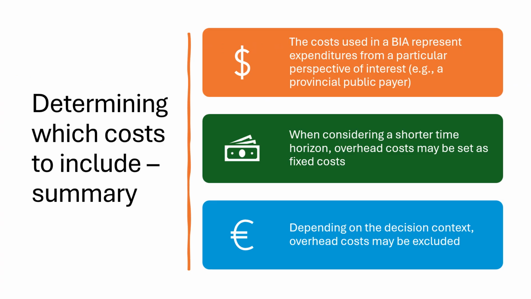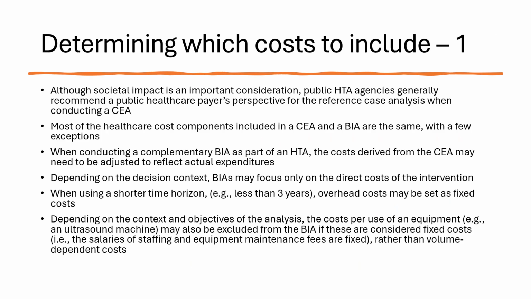Determining which costs to include. Summary. The costs used in the BIA represent expenditures from a particular perspective of interest, such as a provincial public payer. When considering a shorter time horizon, overhead costs may be set as fixed costs. Depending on the decision context, overhead costs may be excluded. The costs used in BIA also represent expenditures solely from a payer's perspective.